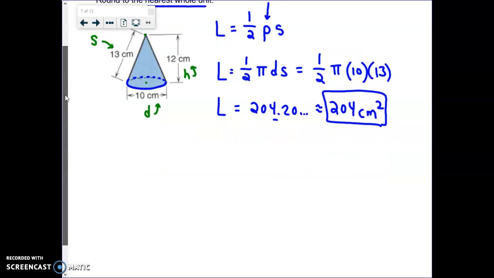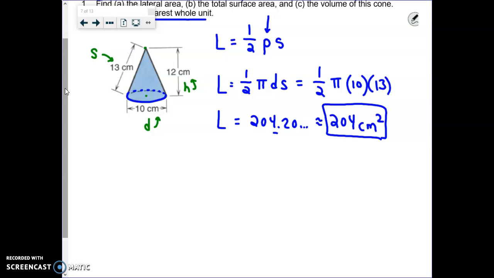So let's take a look now at surface area. Well, remember, to get the total surface area, just take the lateral area plus the area of the base. So in other words, we're going to take the lateral area plus the area of this circle right here. If you remember, the area of a circle is pi r squared. There are other formulas you could use if you're given the diameter, but I like to use pi r squared.